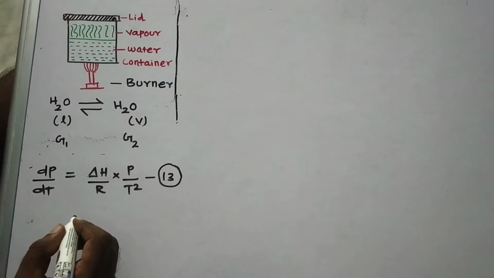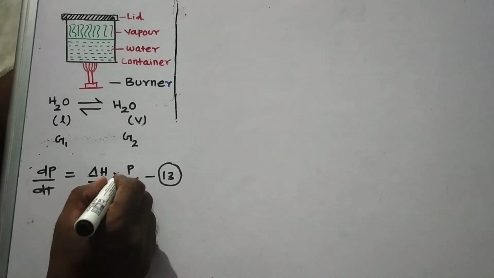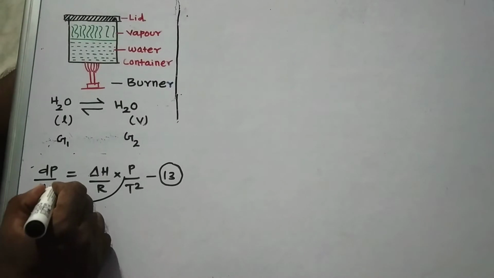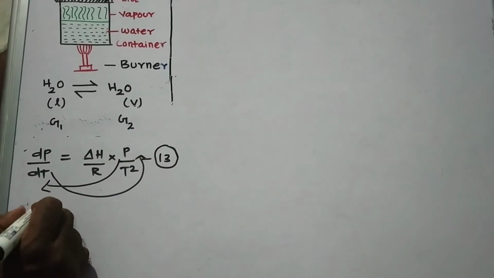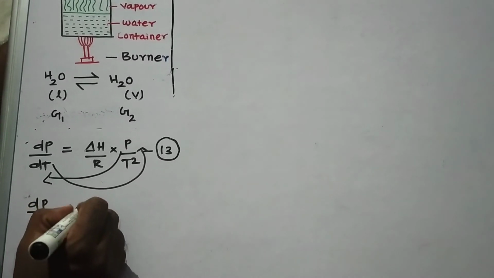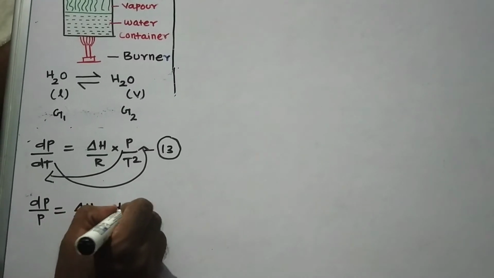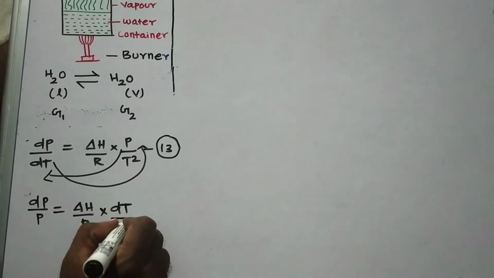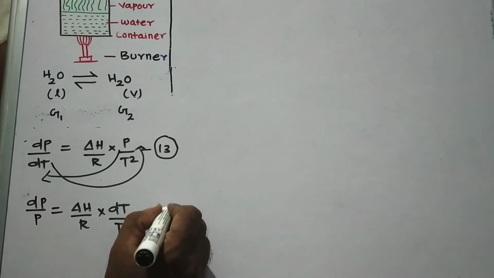Okay. So now we are going to rearrange equation number 13. P comes here and dT goes here. So it becomes dP by P is equal to ΔH by R into dT by T squared. Okay, this is equation number 14.